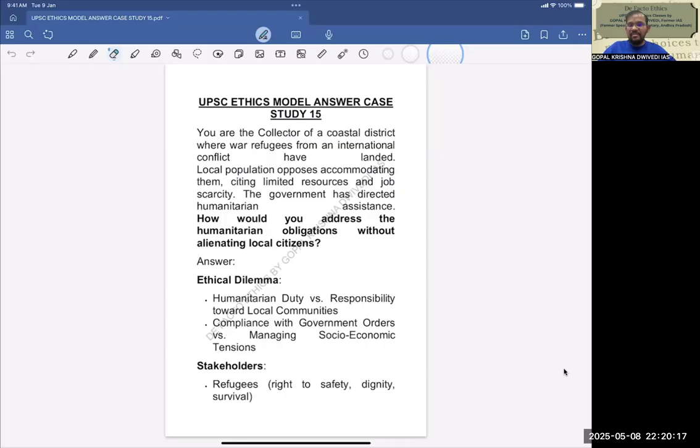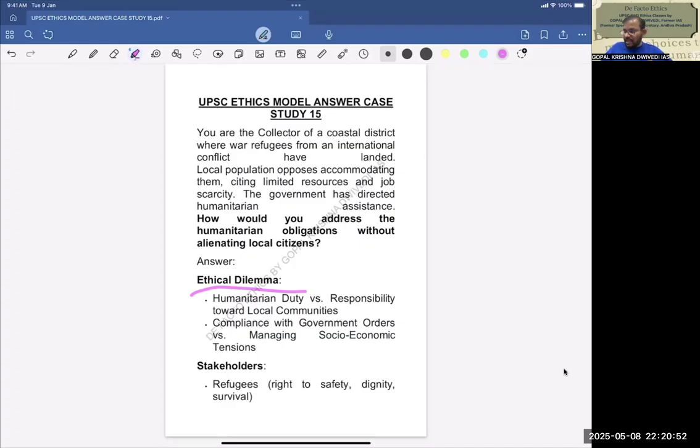So now here, ethical dilemma, if you see: the first is humanitarian duty versus responsibility towards local community. This is a very clear ethical dilemma because the local community is very important and humanitarian duty is also equally important. Then compliance with government orders versus managing socio-economic tension, because the government has instructed to take care of the refugees and the local citizens are opposing that.